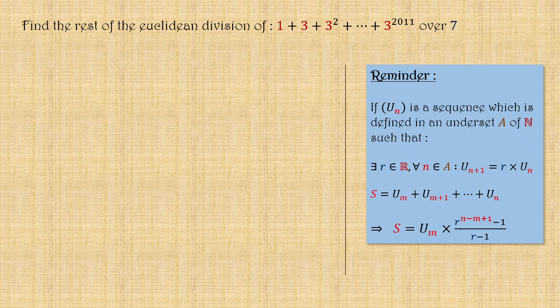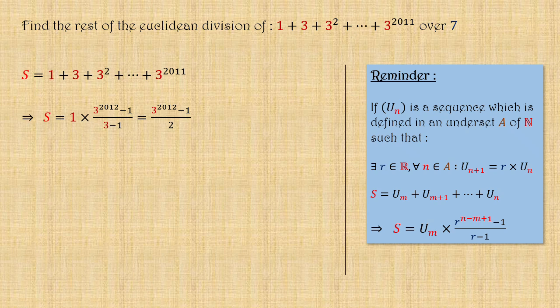Let's now get back to our question. Let's note the sum, 1 plus 3 plus 3 square plus so on until 3 to the power of 2011 as capital S. We notice that the ratio between any two successive terms of this sum is always equal to the constant number 3. So this is a sum of 2012 terms of a geometric sequence of reason 3, that according to our reminder would be equal to 1, which is the first term, multiplied by 3 to the power of 2012 minus 1 all over 3 minus 1, which equals 3 to the power of 2012 minus 1 all over 2.